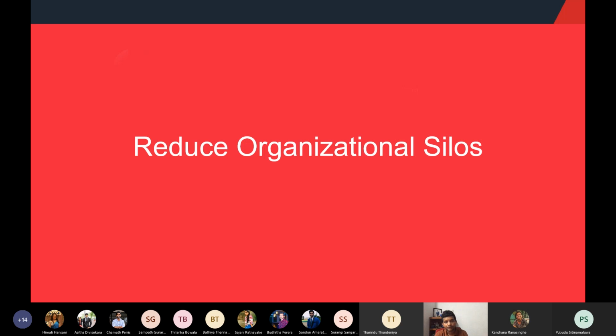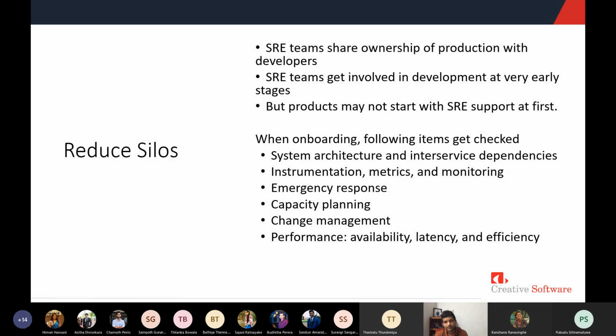So the first topic is about reducing organizational silos. Yes. So SRE teams actually share the ownership of production with the developers. If something goes wrong, the SRE team will not let the developers do it themselves. They will come into the process and start helping everyone work on this with a shared responsibility. SRE teams also get involved in the development at very early stages. When a feature is getting developed or when it's getting released, the SRE teams get involved and start solving these problems at the beginning itself.